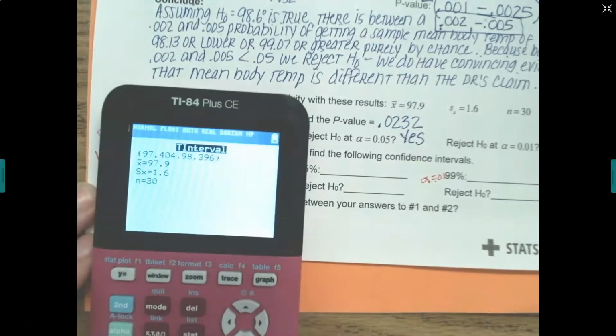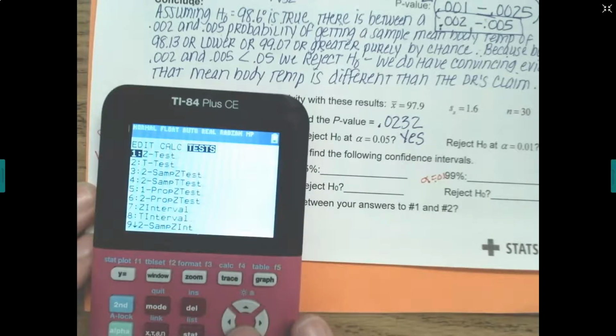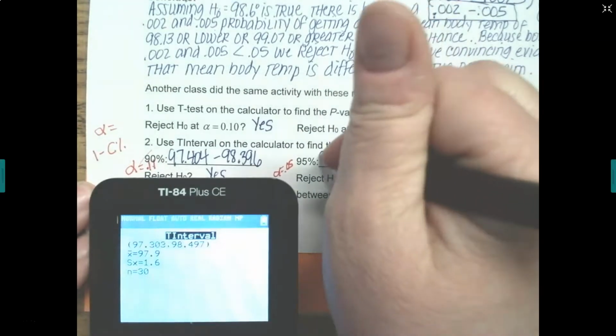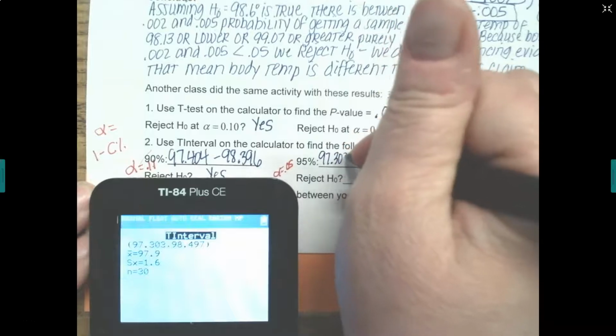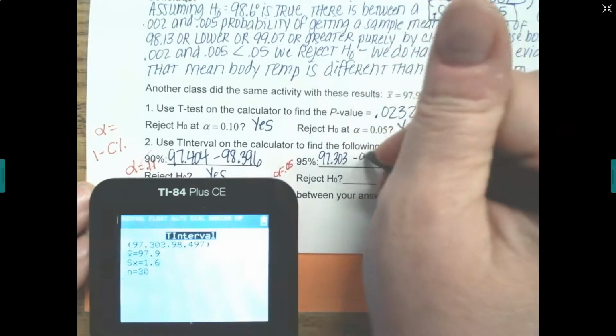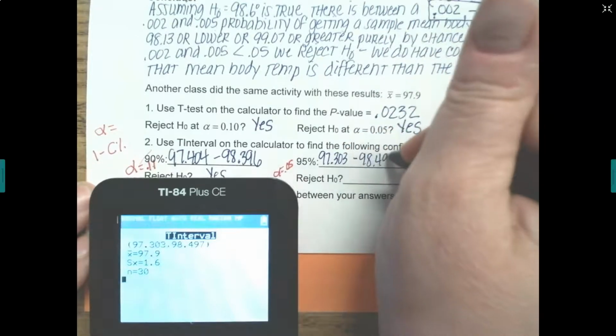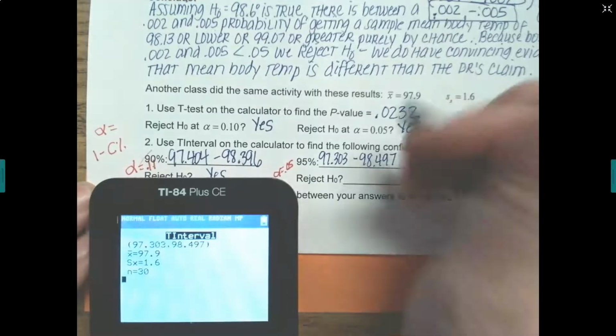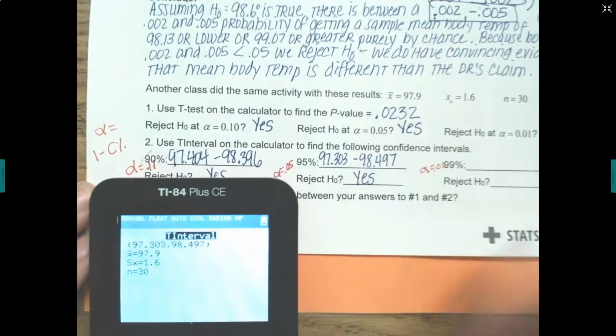So we're going to take this and run it again. Go to tests, go to t-interval. And instead of 90, we're going to make it be 95. Tell it to calculate. It gives us an interval this time of 97.303 to 98.497. 98.6 is still not in that interval, so we would reject.